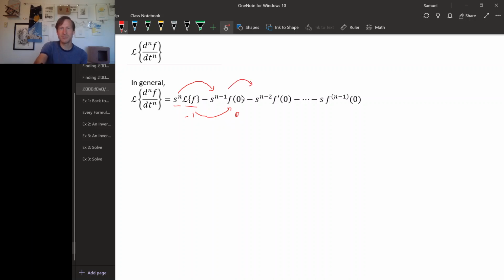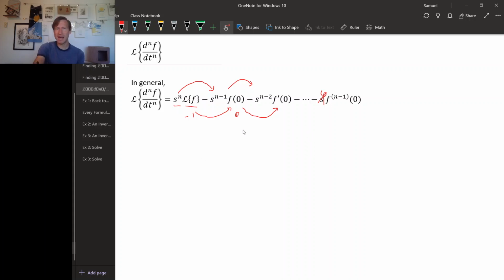And then for the next term, we go from s to the n minus 1 to s to the n minus 2. And the initial value goes from the 0th derivative to the first derivative, and so on. You keep going until, oh, I've made a mistake here, until you run out of powers of s. This last one should be s to the 0th power, so really that's just 1. So this s shouldn't be here at all. Okay, so that is a general formula for the Laplace transform of a derivative of any order.